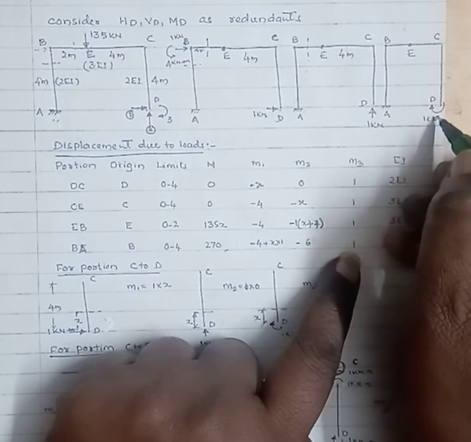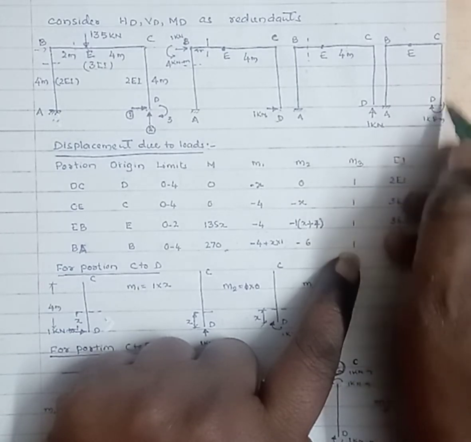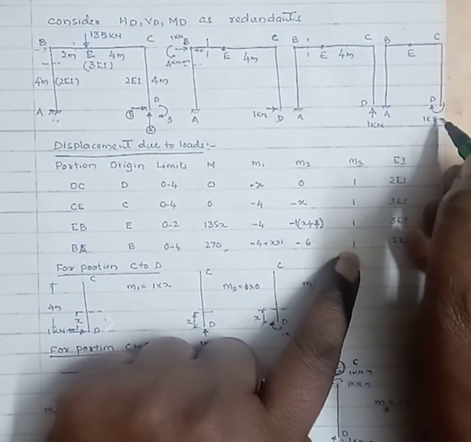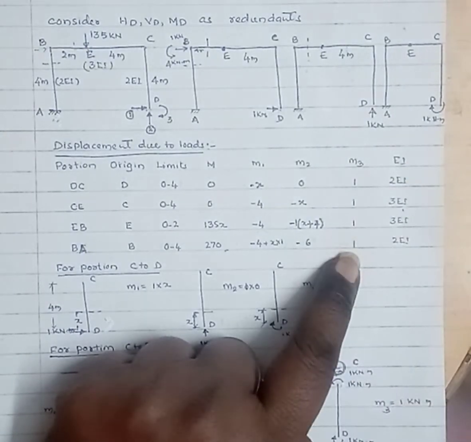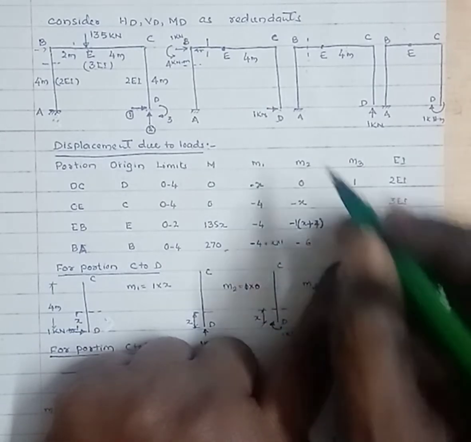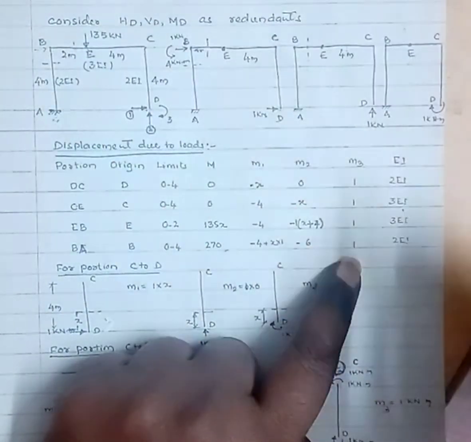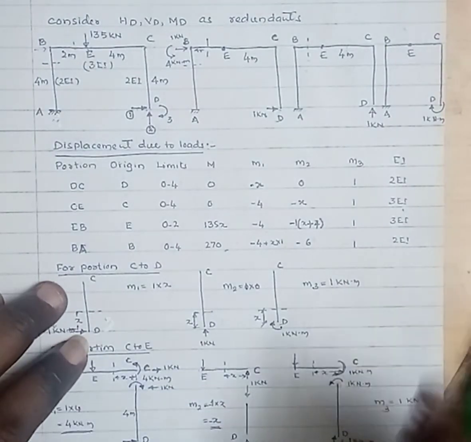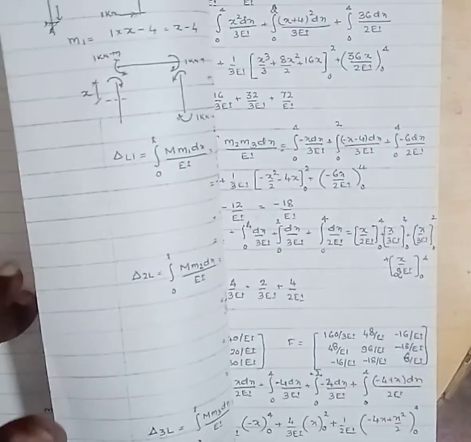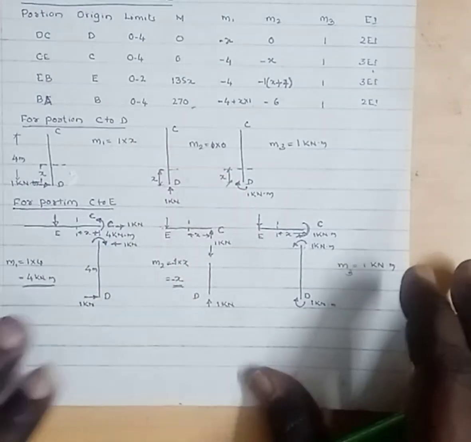And then the moment due to this unit moment in portion AB remains constant since it is the product of force and perpendicular distance, that one becomes 1. Here the flexural rigidity in this portion B to A is 2EI. Then if you want, you can refer to these figures for the bending moment at various sections.